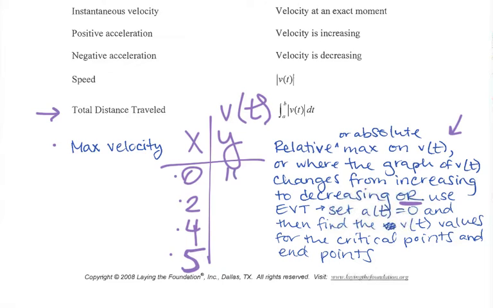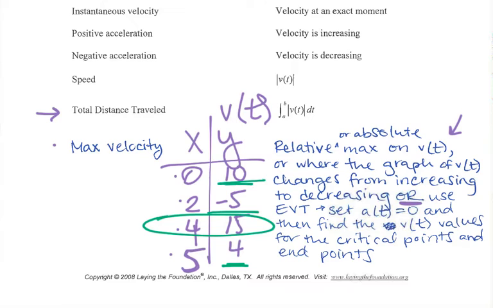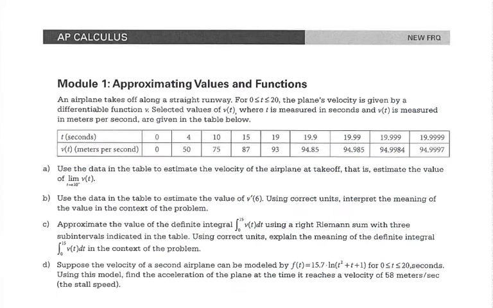So let's say that these are 10, negative 5, 15, and 4. Well, then it's clear that the maximum velocity is here at 15 because we found all of the critical points, which represent where maxes could be, and we've got the endpoints, which can also be maximum values. So that's one way to go about finding the maximum velocity.